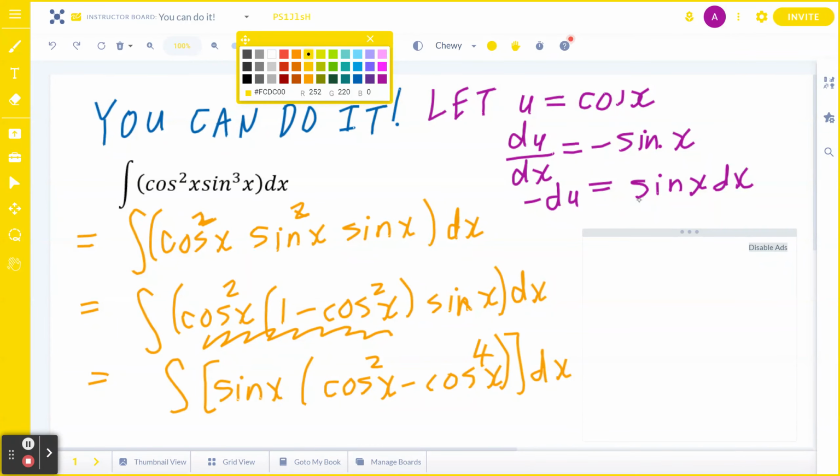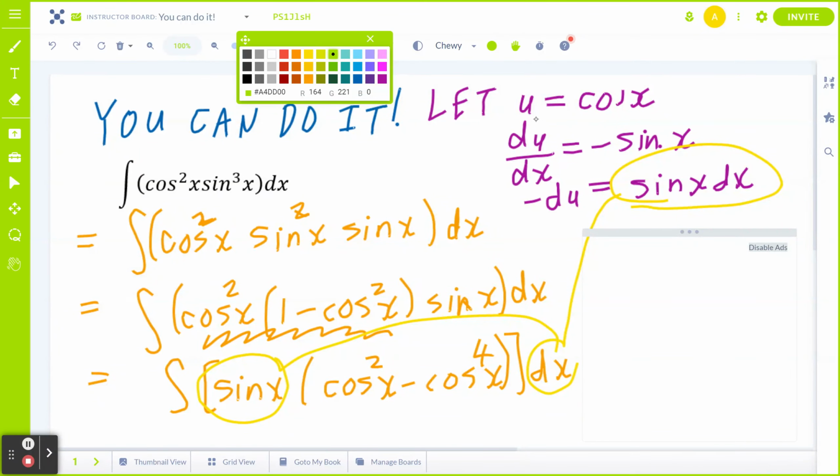Now, why is that important? Because sine x dx is right here. Sine x dx. And if you think about the other part, which I'll use a different color, cosine x is right here. Cosine x and cosine x. So on the next page, I'm going to continue. Are you ready? Here we go.